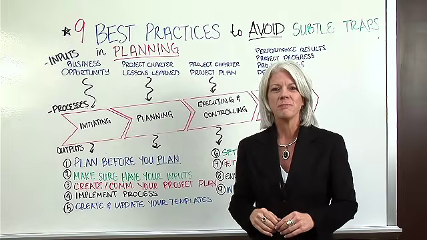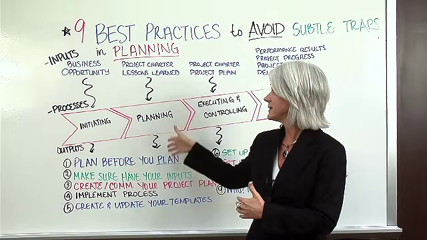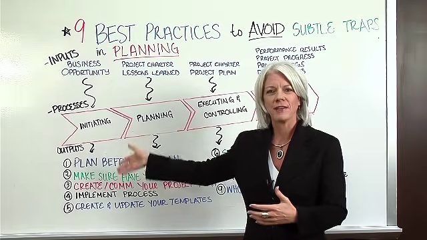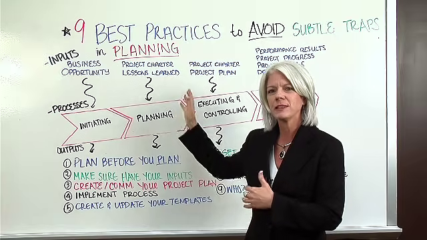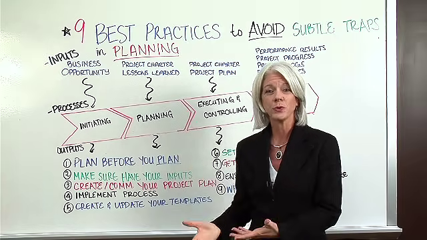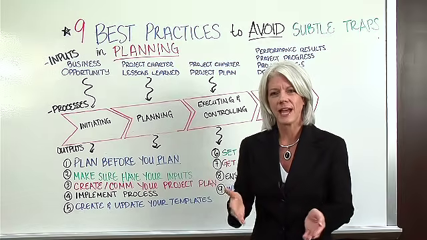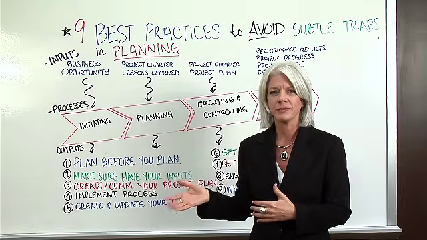Number 2, make sure you have inputs that you need in order to get the project done. So after initiating, you have to have certain deliverables that are produced that actually become inputs into the planning phase. So you need to ensure that you have those. Some companies call those gates. They have different gate reports or gates to ensure that they have the proper input.